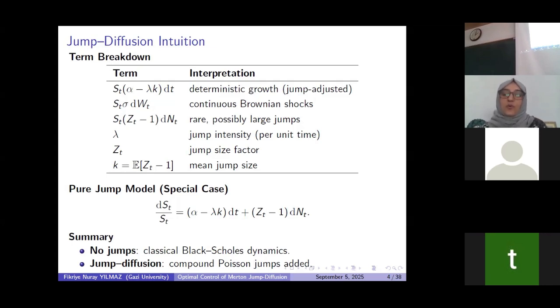In this work, we will also consider a pure jump model. I mean, we omit the W_t term, so there is no volatility term here. It is called the pure jump model. Also, as a summary, if we have no jumps, then we get classical Black-Scholes dynamics. In the jump diffusion case, we have a compound Poisson process in the formulation.